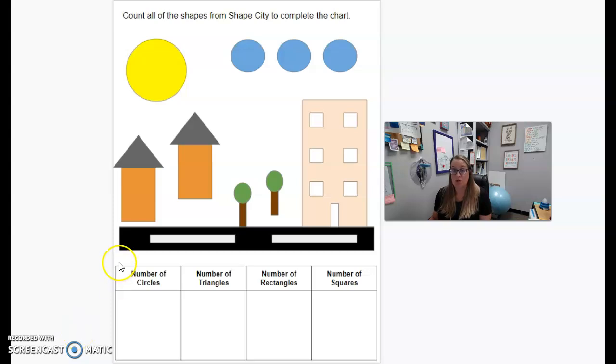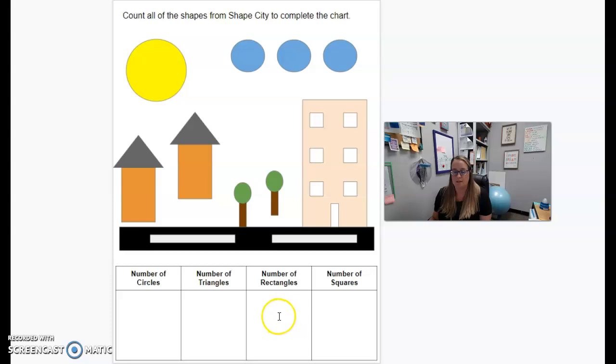Now it's going to be your turn. So you're going to get this page and you are going to count all of the shapes from Shape City. This is another part of it. And you're going to complete the chart. So just like we did, you are going to look at the number of circles. So you're going to find all of the circles in this picture and you're going to count them. And however many there are, you're going to write the number right here. Then you're going to find the number of triangles. So again, look at the picture, find all of the triangles and count them. And however many there are, write the number right here.